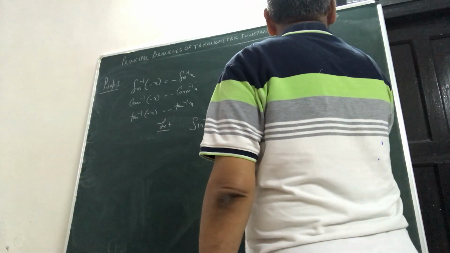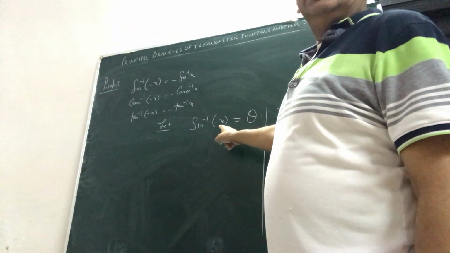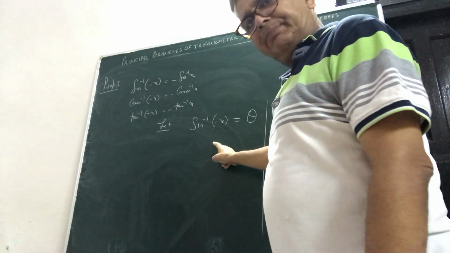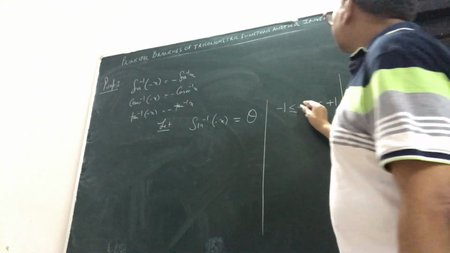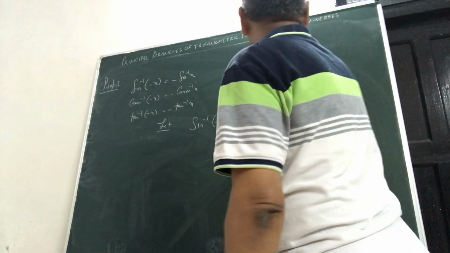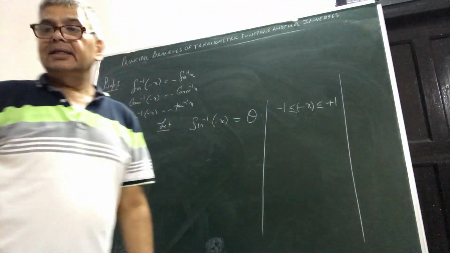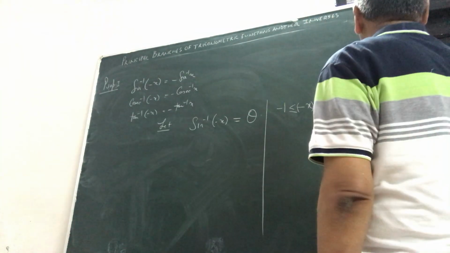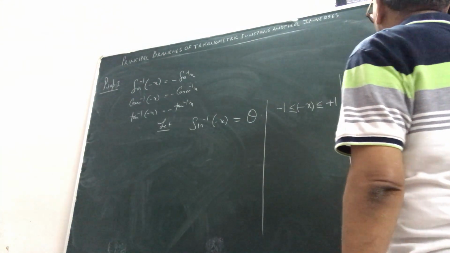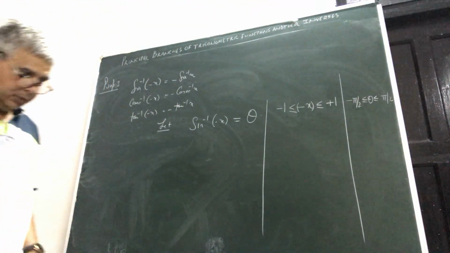Because you know that the domain of the principal branch of sine inverse is the closed interval minus 1 to plus 1. So this minus x will lie between minus 1 and plus 1. And what about theta? That is also equally important. Theta will lie in the closed interval minus pi by 2 to pi by 2, because these are the principal branches where we had to work.